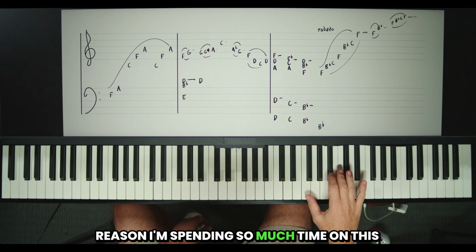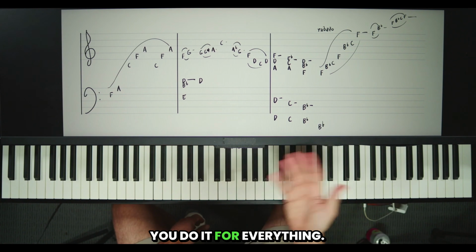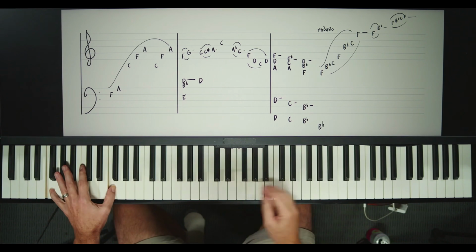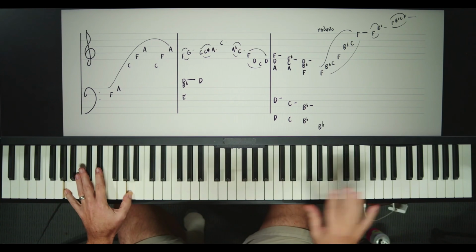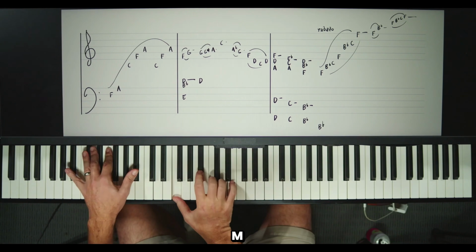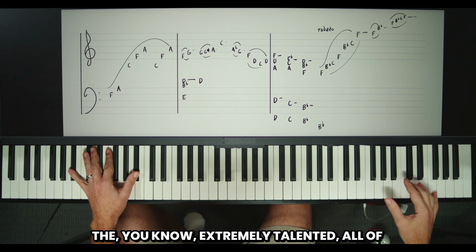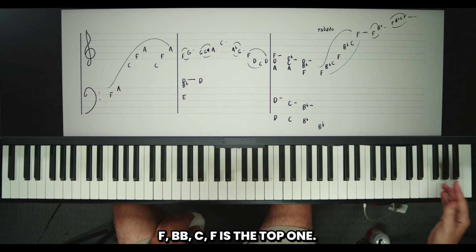As I do that, see, I did it again. The reason I'm spending so much time on this technique is because once you get it down, you do it for everything. How many songs have arpeggios in them? They all have that, and that's the motion, is this. All right? It's not just for the extremely talented. All of us can do it. F, B flat, C, F is the top one.